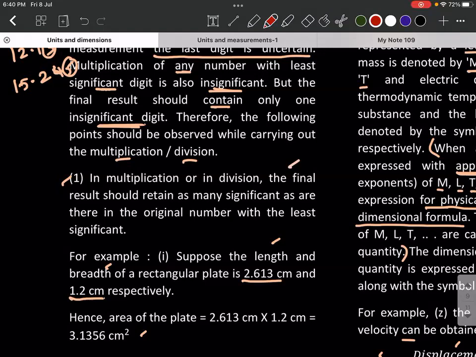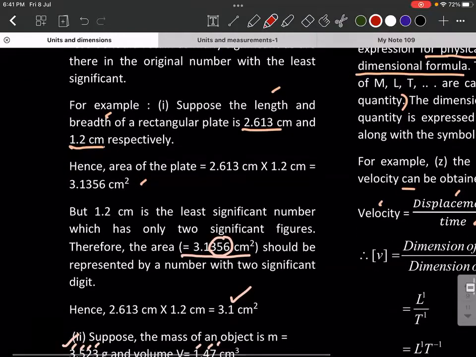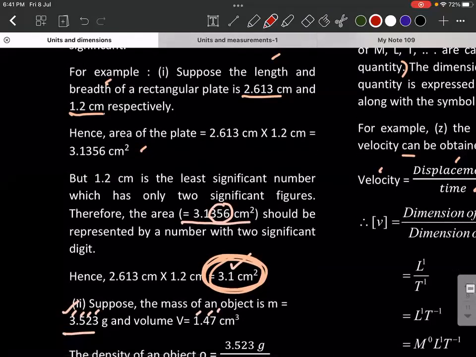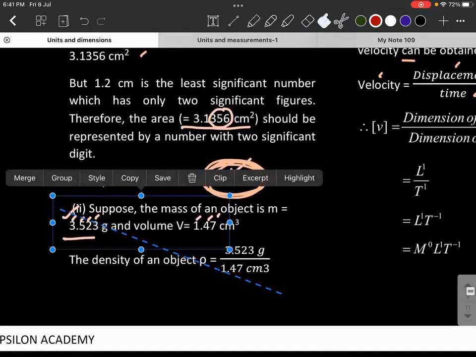3.1 only. Because what are the numbers you're dropping? You're dropping after the 3. If the numbers are less than 5, the preceding number is left unchanged. So the answer will be 3.1 centimeters square. You're able to see this? You understood why you're dropping the digits? Because the last digits are insignificant, so you can't say that is an accurate reading. But 3.1, yes, you're sure. 3.1 centimeters square.